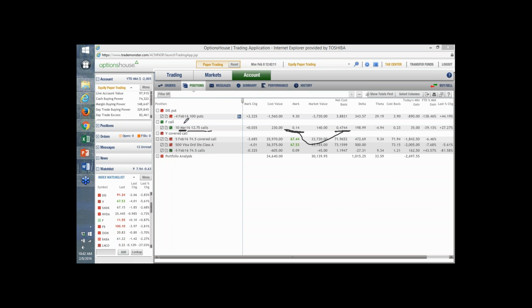Hence, we gave ourselves way out to March. We gave ourselves time for Ford to go higher. We didn't just put it in that week. We didn't just put it in that month. We actually gave Ford about 2 full months to move higher.